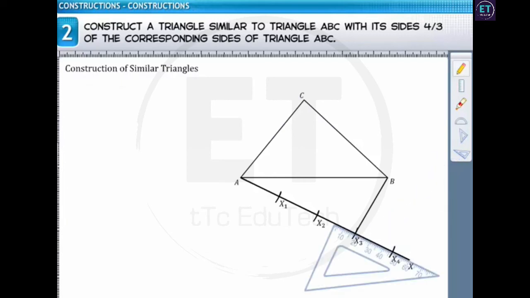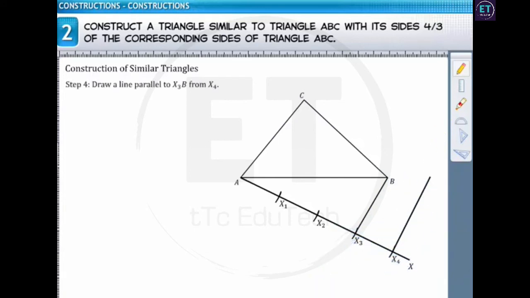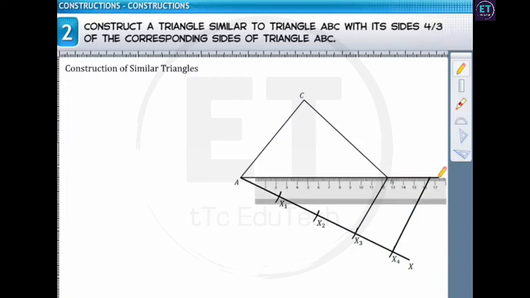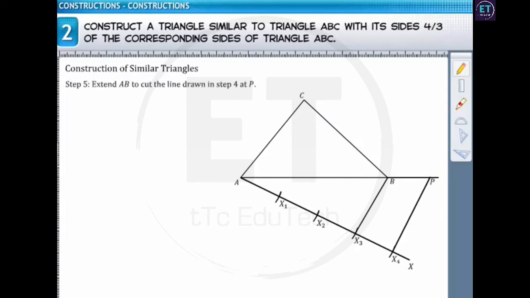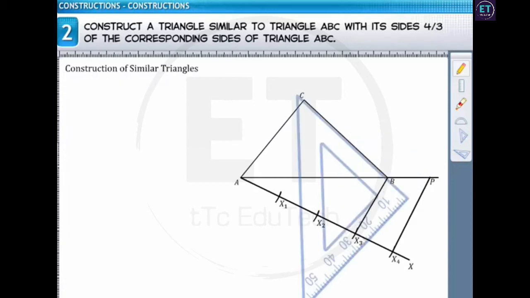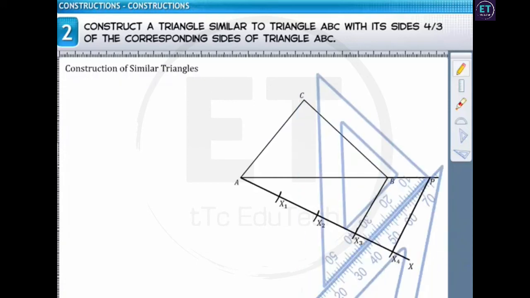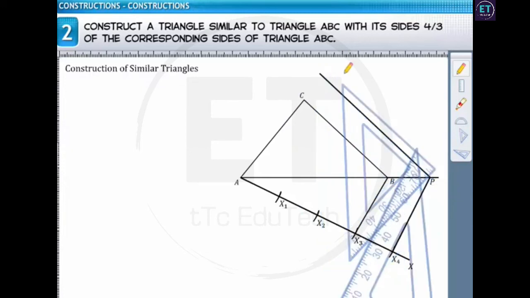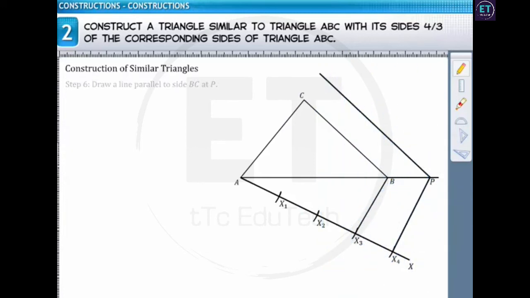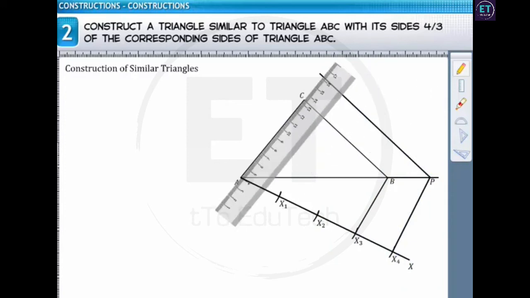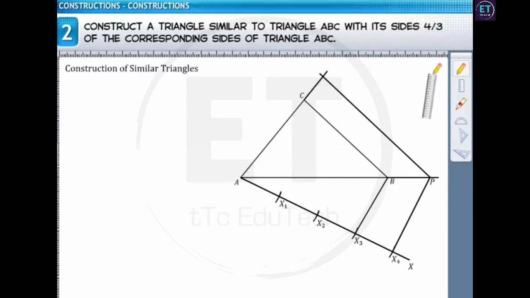As step 4, draw a line parallel to x3B from point x4. As step 5, extend the side AB of the triangle ABC to meet the line drawn from the point x4 at P. As step 6, draw a line parallel to side BC at P as shown. Finally, at step 7, extend the side AC of the triangle ABC to meet the line drawn from point P at point Q.